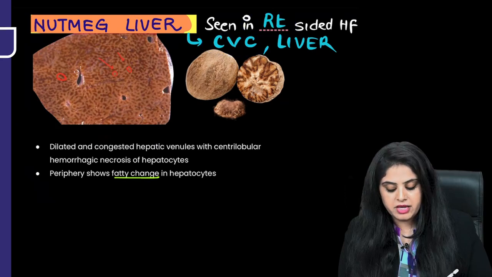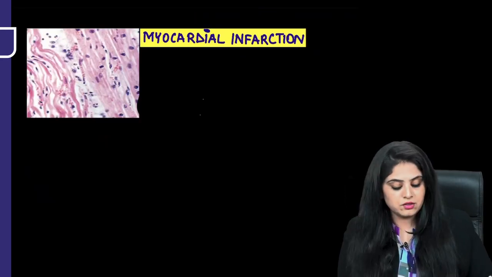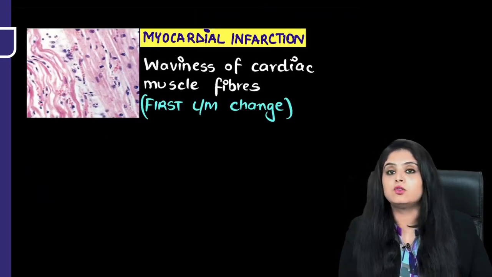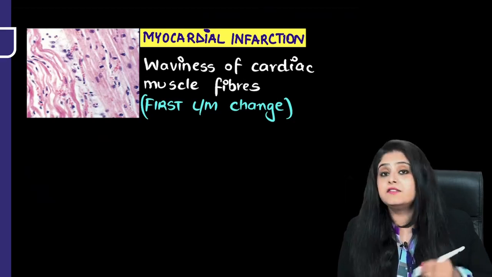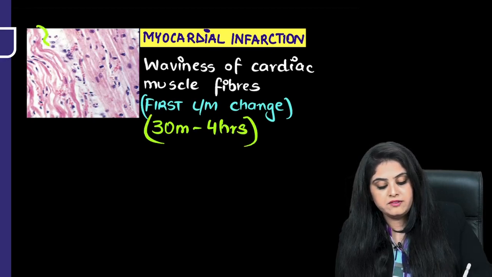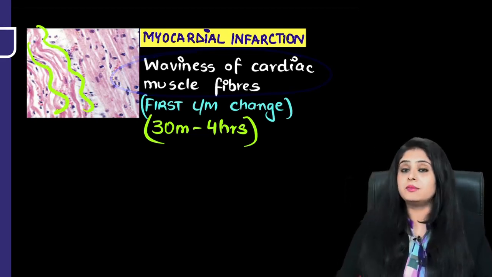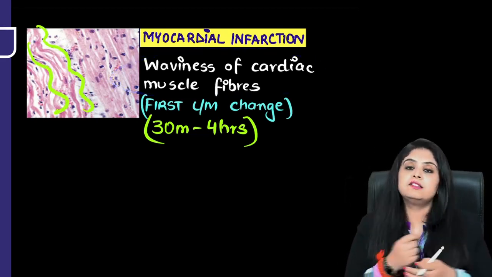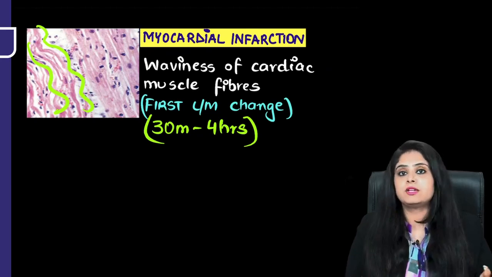Coming to a case of myocardial infarction, guys, if I ask you what is the first light microscopic change that you will see, the first light microscopic change between 30 minutes to 4 hours is going to be the waviness of the fibers. As you can very well look over here, the fibers are becoming zigzag. So waviness is noted as the first light microscopic change.